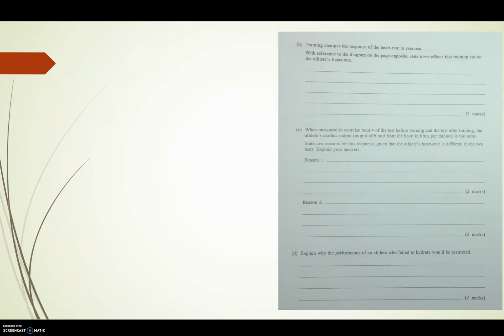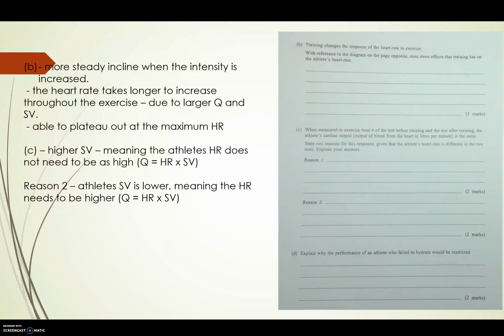So you'd say the reason 1, I said, we have a higher stroke volume for the athlete after training, meaning the athlete's heart rate does not need to be as high. And the reason 2 is the first athlete that hadn't been training, stroke volume is lower, meaning the heart rate needs to be higher. So they're both around that cardiac output question.